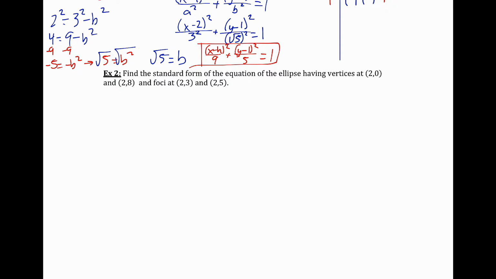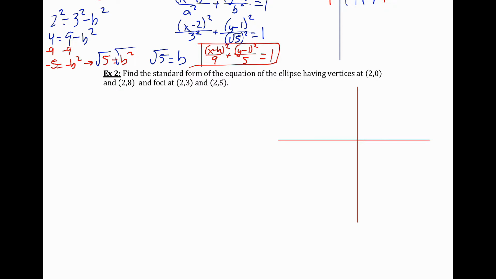Example number 2, pretty similar, but we have a little bit different information. We're asked to find the standard form of the equation of the ellipse having the vertices at (2, 0) and (2, 8), and foci at (2, 3) and (2, 5). So let's just quickly draw this out.